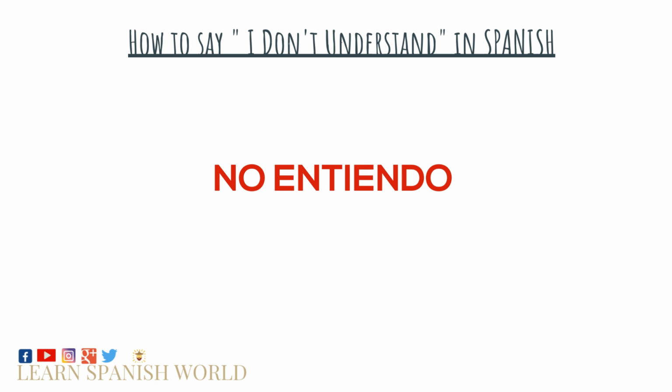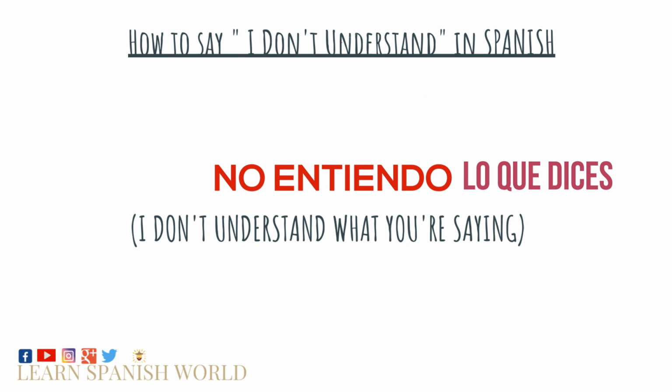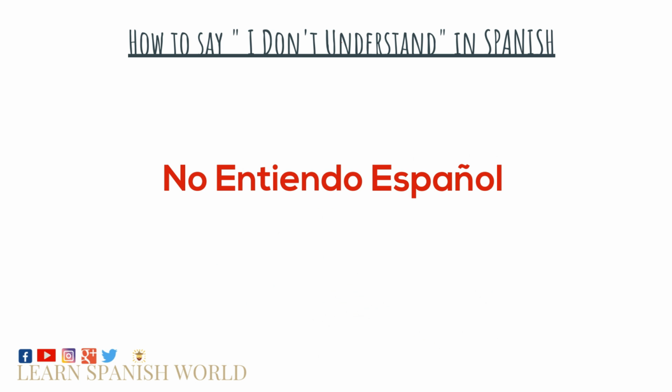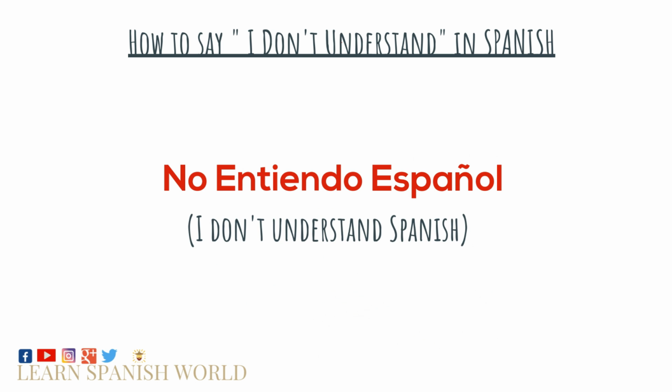Now, if you wanted to say to someone that you don't understand what you're saying, you'd have to say, no entiendo lo que dices. If you wanted to be a bit more specific and just tell the person you don't understand Spanish, then you'd say, no entiendo español.